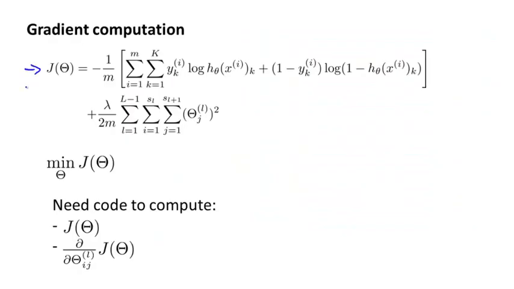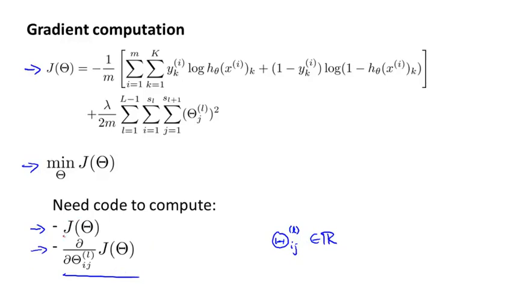Here's the cost function that we wrote down in the previous video. What we'd like to do is try to find parameters theta to minimize J of theta. In order to use either gradient descent or one of the advanced optimization algorithms, we need to write code that takes as input the parameters theta and computes J of theta and these partial derivative terms. Remember that the parameters of the neural network are theta superscript L subscript ij, that's a real number, and so these are the partial derivative terms we need to compute.